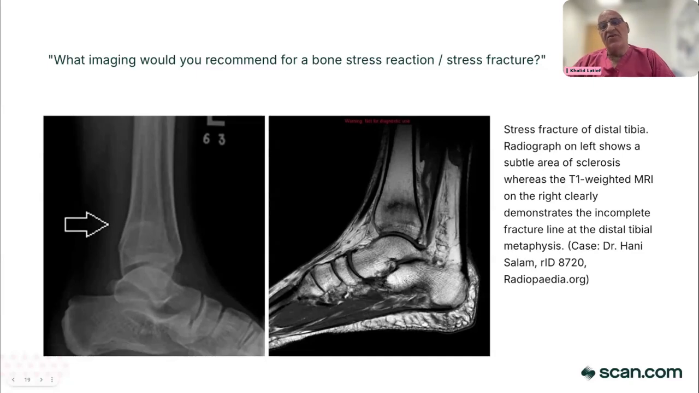MRI, which you can see on the right here, shows this sort of low signal line with bone marrow edema around it. This is a T1 weighted image. So you can see that the bone marrow is bright, it's full of fat, and then you've got a break in it, which is that line that you're looking at, which is the stress fracture. MRI is the best investigation for stress fractures. You see them in the hip, the ankle, and the shoulders.